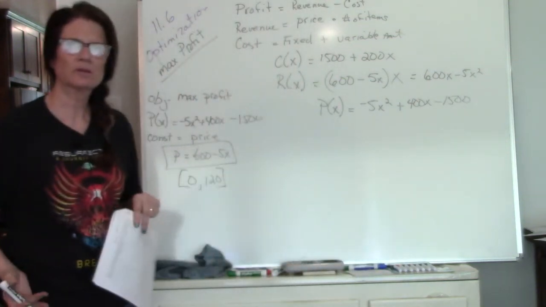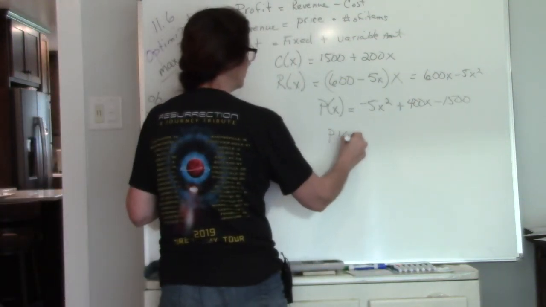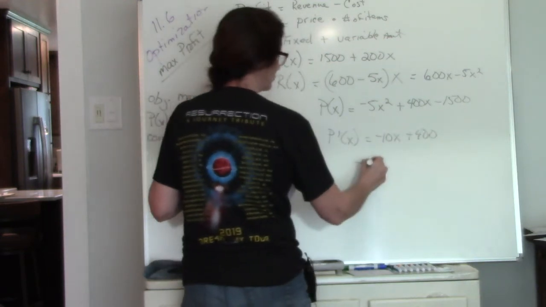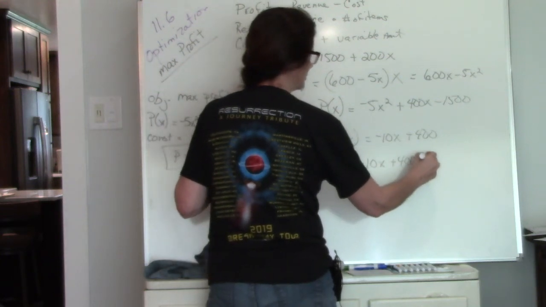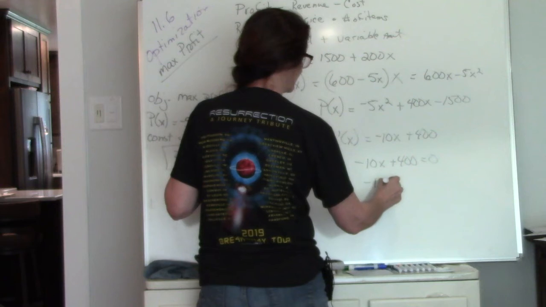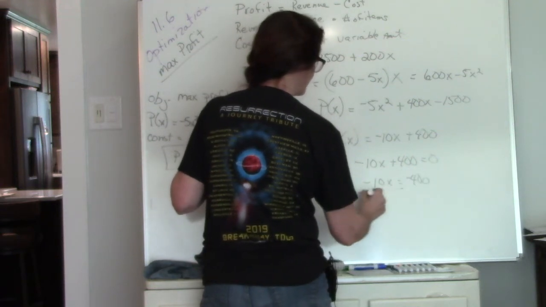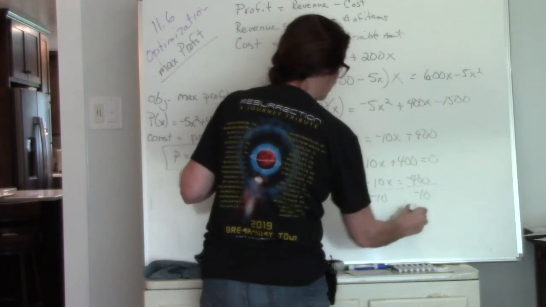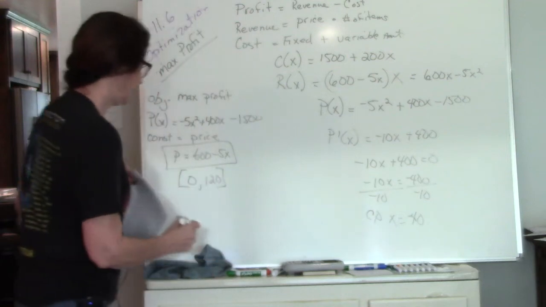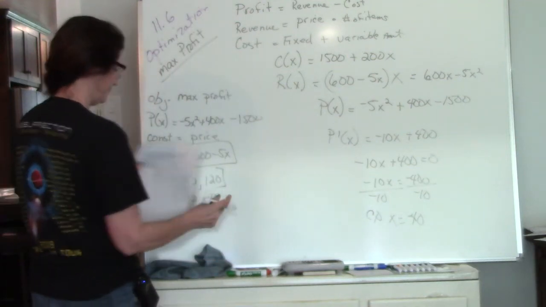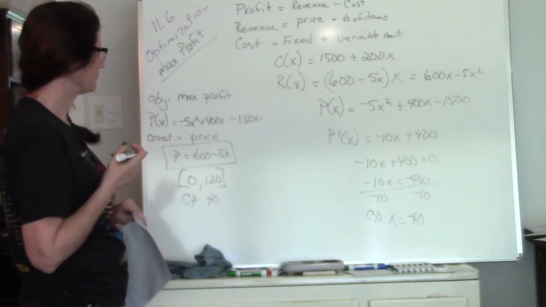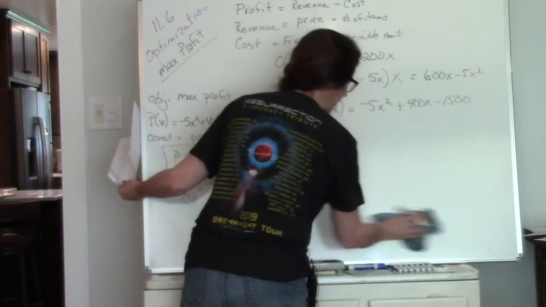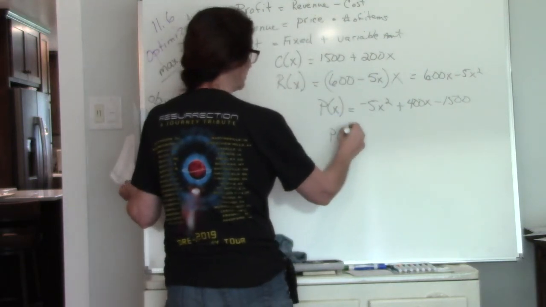And now we're going to find the critical points. We find the derivative, set our derivative to 0, and solve. So our critical point is 40. Now we have our endpoints and our critical point, and we're going to plug them back into our original equation.